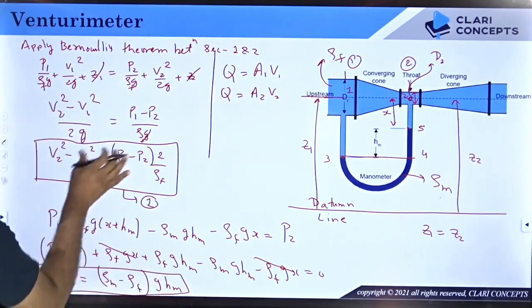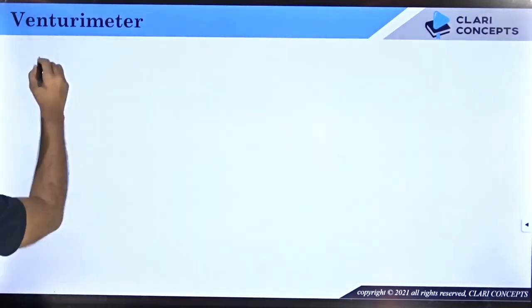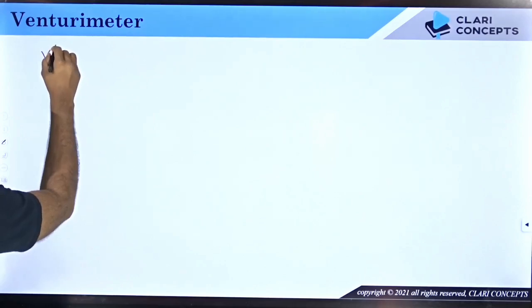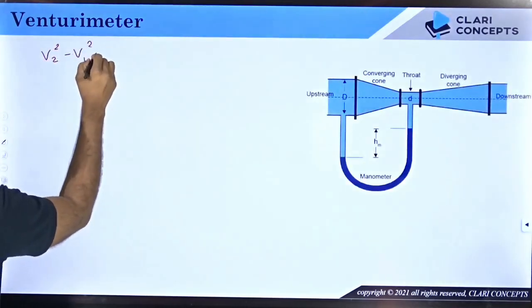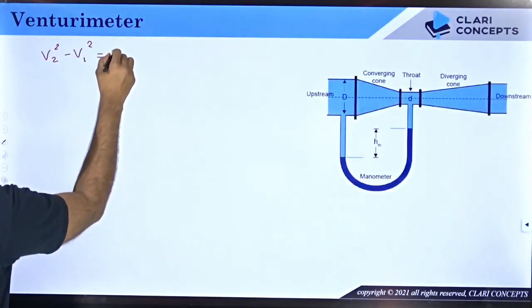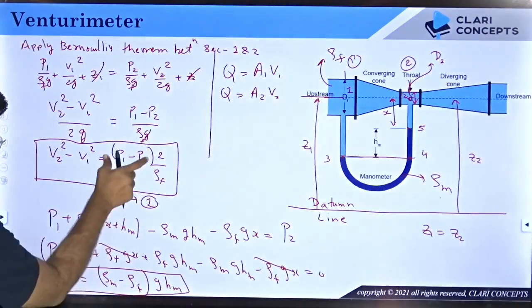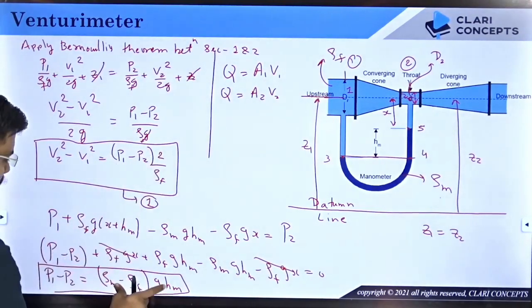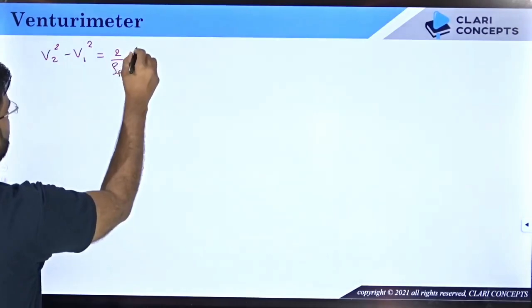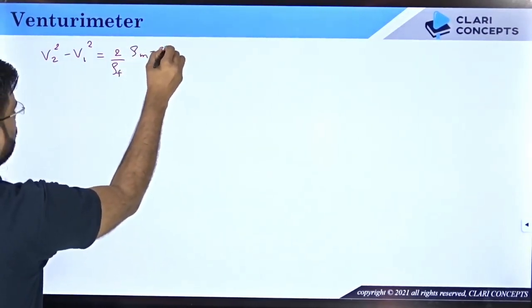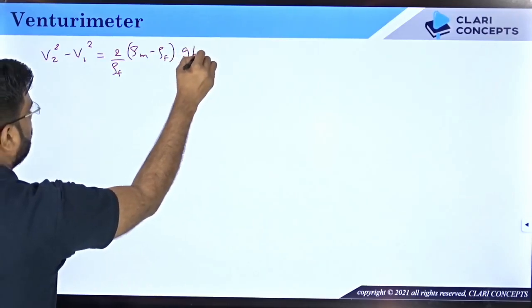Now you put this over here. So what you will get? You will get V2 square minus V1 square is equals to 2 divided by rho F, and there was P1 minus P2. P1 minus P2 is this, rho M minus rho F into GHM.